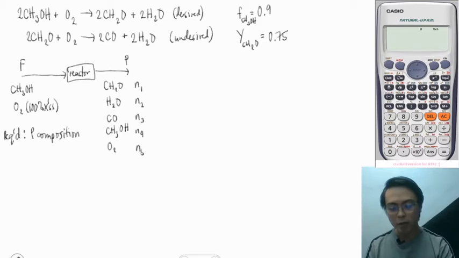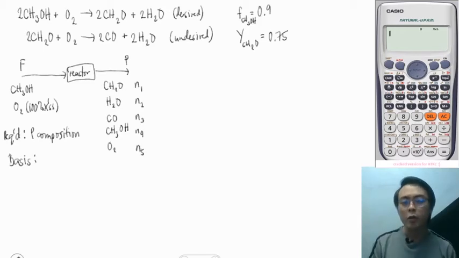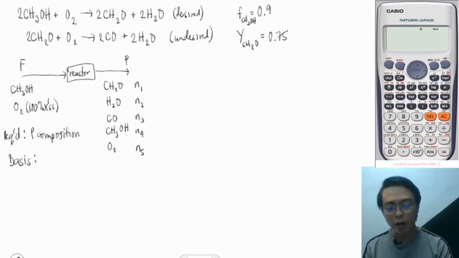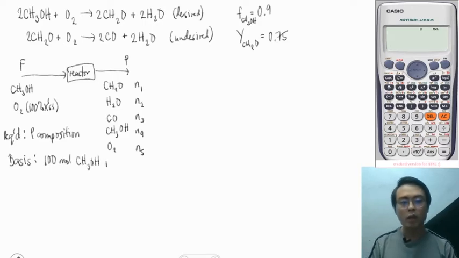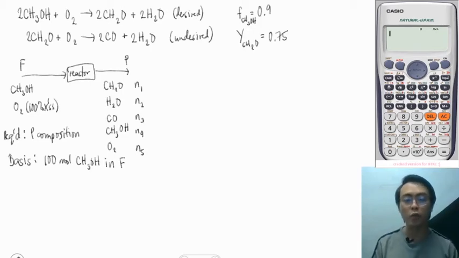Okay, next, solution. We start with the basis. In this case, there's only one sensible basis, which is we assume the amount of the methanol. So why is that? If I have a basis of methanol, let's say for example, my basis is 100 moles of methanol in F, what that allows us to do is we can actually solve for the amount of oxygen being fed because the percent excess oxygen is given. Okay, that's the only basis we can do for this problem.